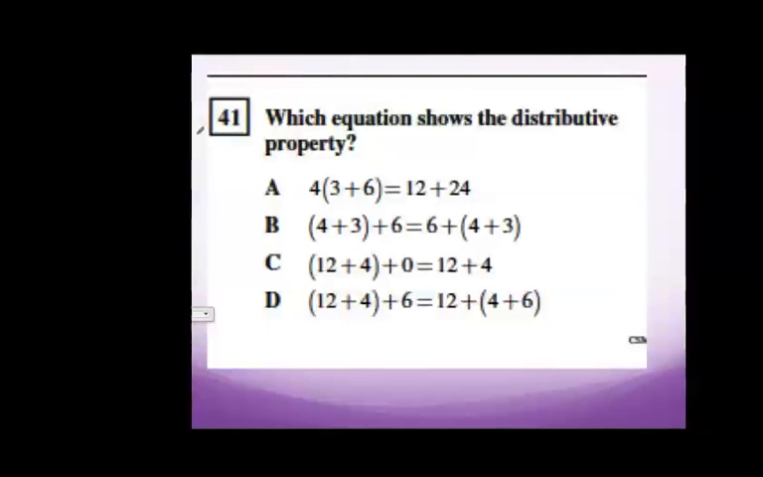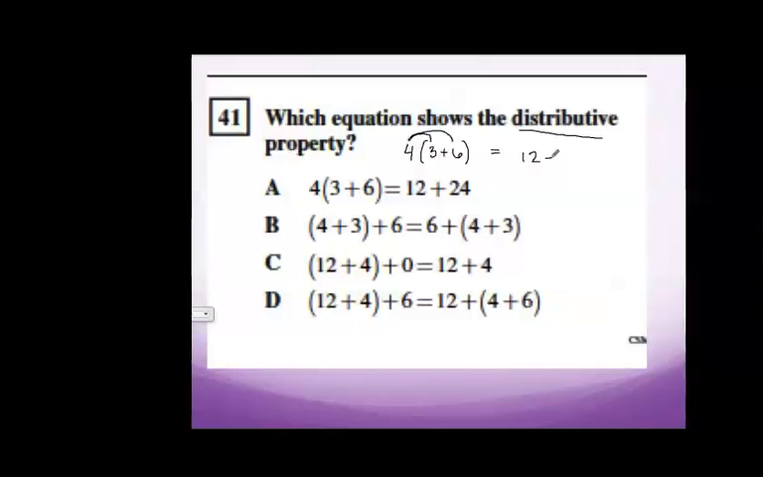Same thing with this question. This is another STAR test question. This one is asking which equation shows the distributive property, which means that when we have that 4 times 3 plus 6, what we're looking for is a problem where this 4 has multiplied everything inside of those parentheses.